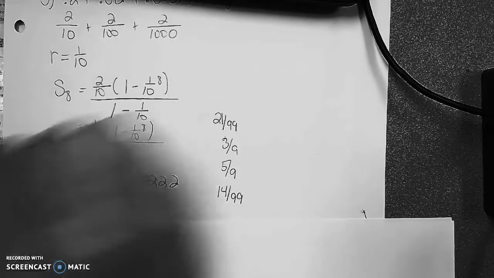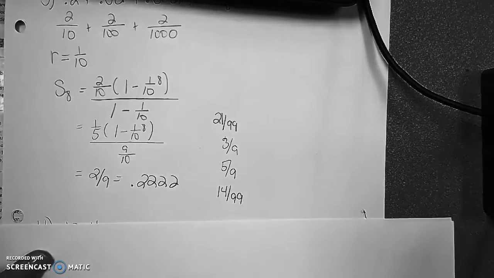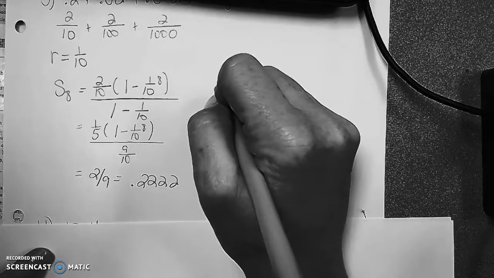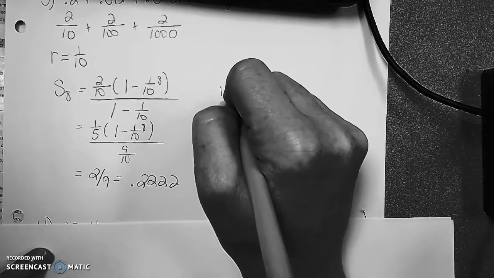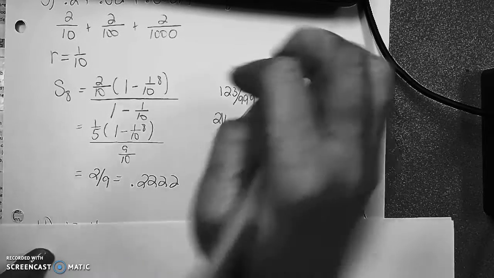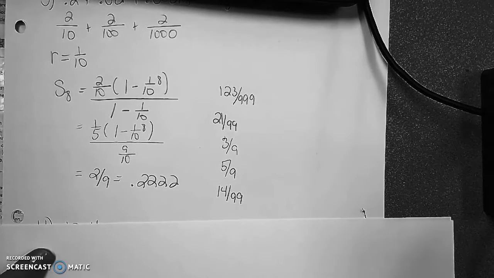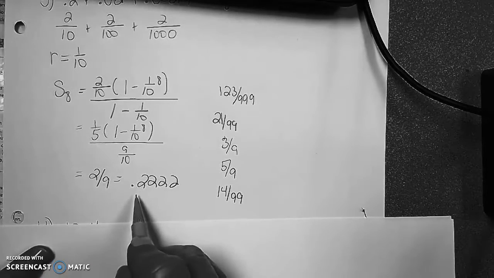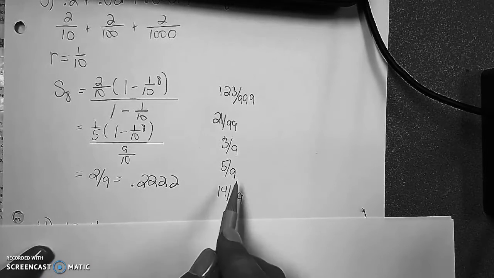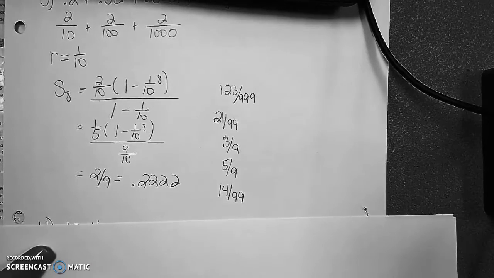Type in 21 over 99. Type in 123 over 999. What do you notice? Hopefully you've noticed a pattern there. So that will help you know that 0.2222 repeating is actually 2/9.